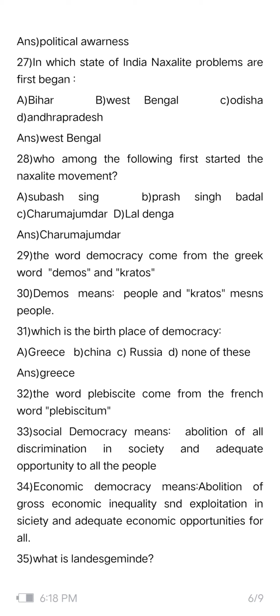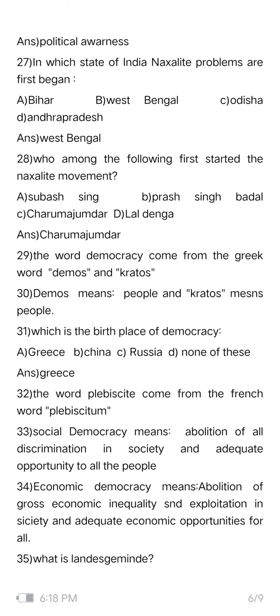Next question is, which is the birthplace of democracy? Option A, Greece; option B, China; option C, Russia; and option D, none of these. Right answer is Greece. Greece is the birthplace of democracy.